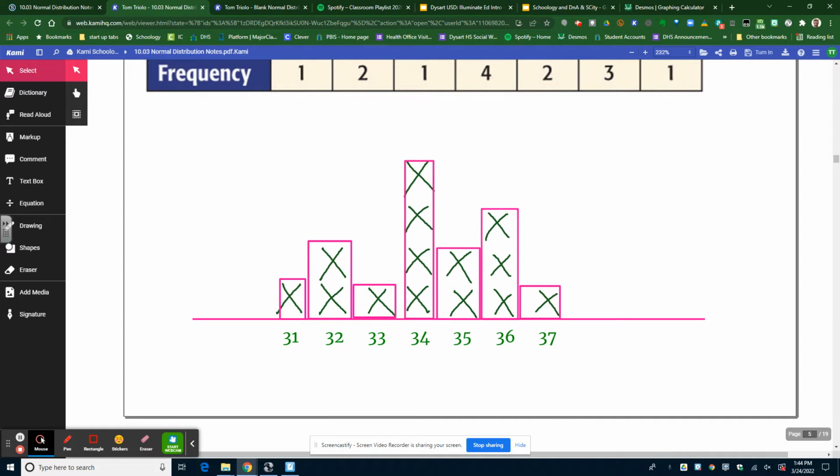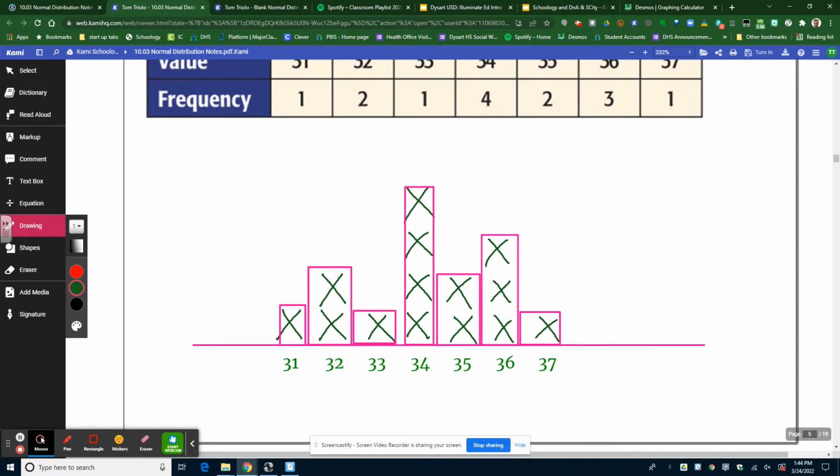Okay, so at this point, go to the drawing tool. I'm going to choose black. We go through basically the middle of the highest boxes. So these two towards the middle, we're going to ignore these. So go through the top and then down. So this is more or less normally distributed. We have about the same number of boxes on the right and on the left. So this would be considered a normally distributed graph.